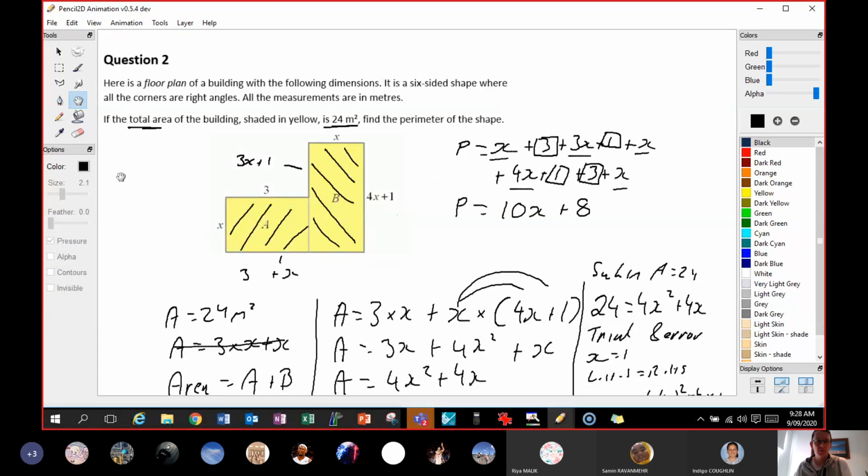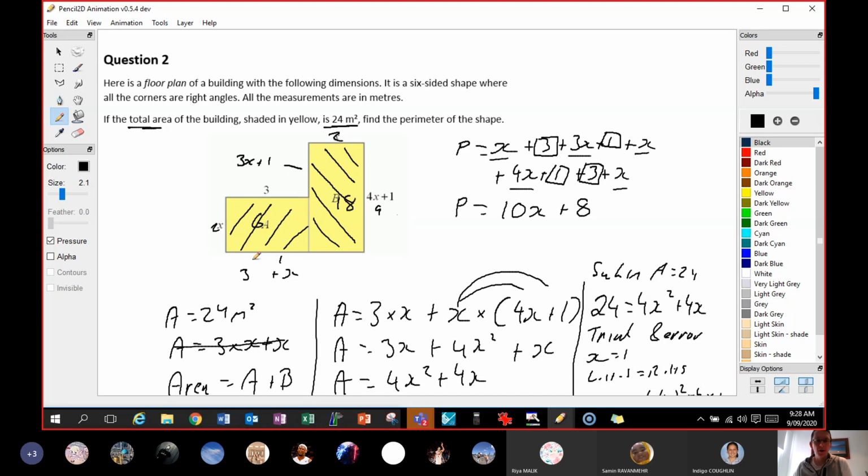Now, we can check it. 2 times, 3 times 2, which we did before, this would be 2. 3 times 2 would be 6. That gives you this. This would be 2, this would be 2, which would make it 8. 8 plus 1 would be 9. So the length of that would be 9. 2 by 9 is 18. 18 plus 6 is 24.